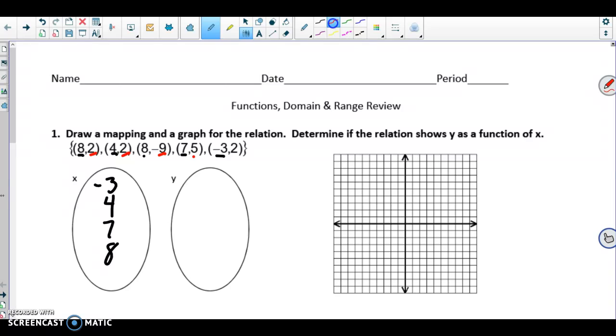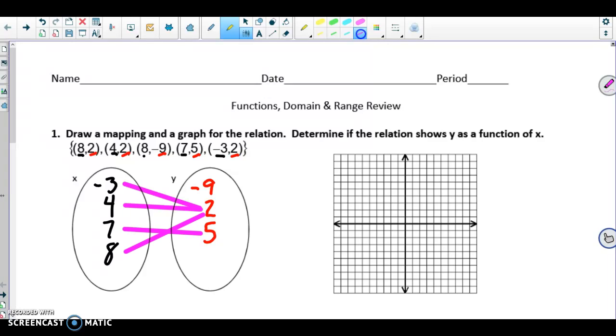And again, I'm just going to put them in order. So it looks like I have -9, 2, and it's 3 times, but I'm not going to put it down 3 times, just once, and then 5. And so my mapping then, I can show that relationship in between by saying that we have -3 to 2, we have 4 to 2, we have 7 to 5, we have 8 to 2, and we have 8 to -9.